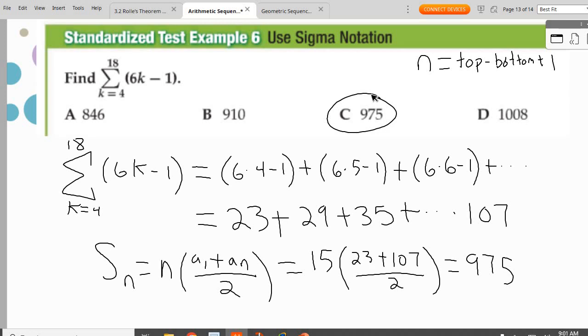Is 107 the a sub 18, or is 975? To get my last term, I have to plug in 18, so 107 is my last term. This sum is the sum of adding all of this stuff together from 23 to 107. Does that make more sense? If it just said find the 18th term in the sequence, then your answer would just be 107.